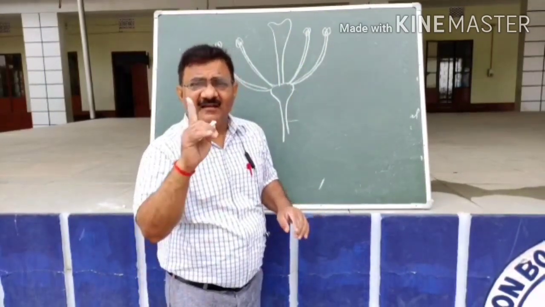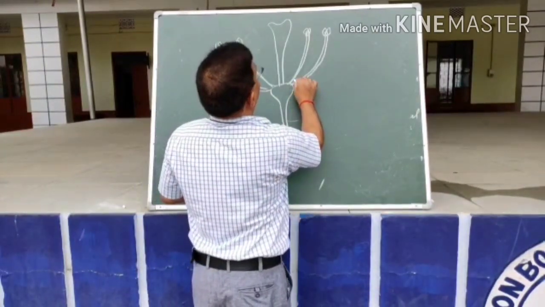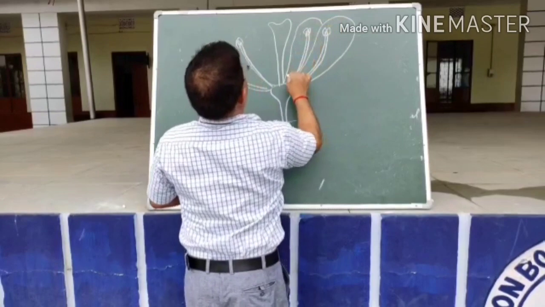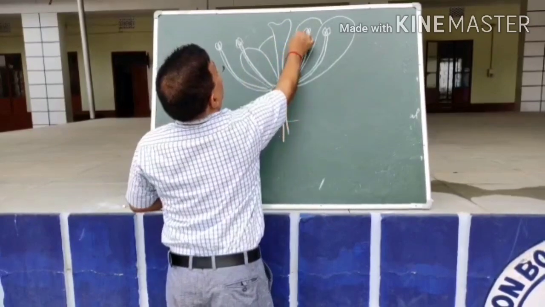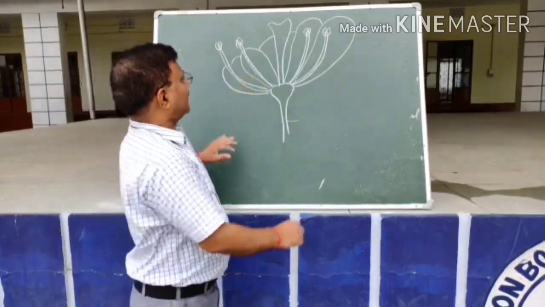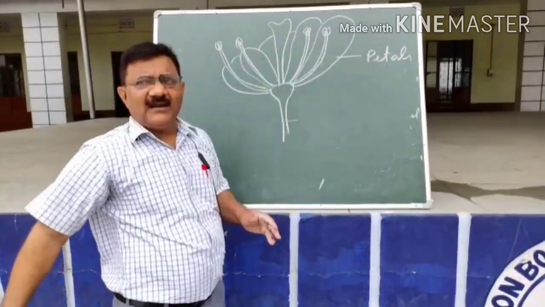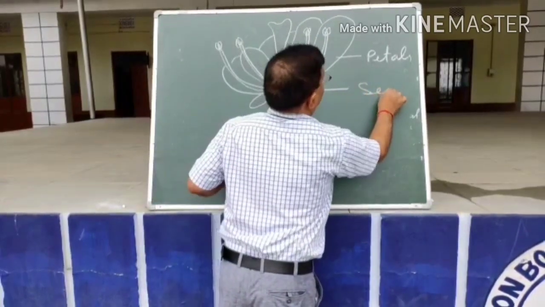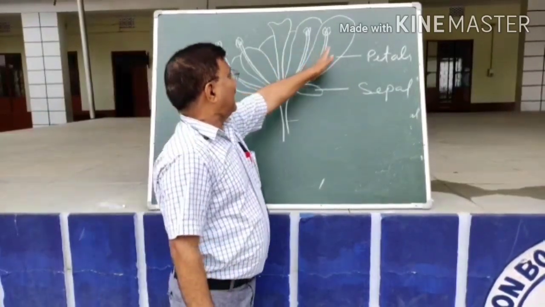Female part means one unit, pistil or carpel. And let me show the petals also. So, you have seen these are the petals. And where is the sepal? Naturally, down the petal will be the sepal. Let me show the sepal also. Sepal is green in color. Petal, colored part, male part, female part.